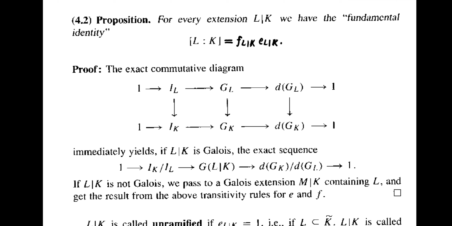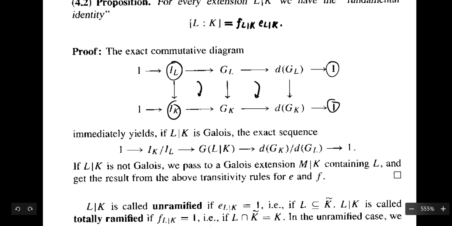Proof. The exact commutative diagram immediately gives the result if L over K is Galois. The exact sequence. What is this? Yes, we have this. We have the commutative diagram. This is by assumption; we always assume this is surjective. This is by the definition of kernel. Okay, definition of I_L and I_K. This is a kernel. This diagram commutes. Why does it commute? It's just inclusion. Nothing. Okay. We get the exact sequence as following. Do the quotient. Yes, this is by the snake lemma, if you want. Okay.